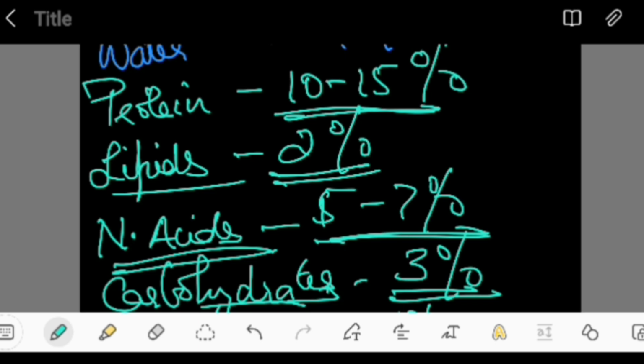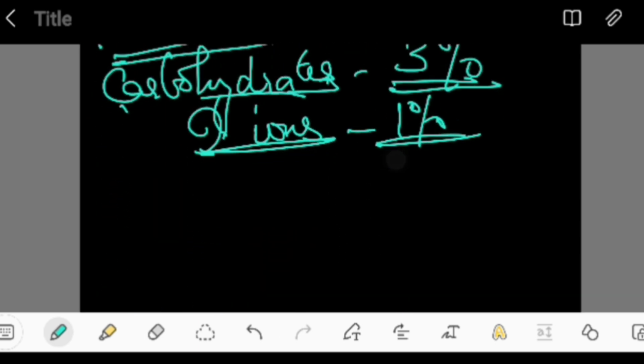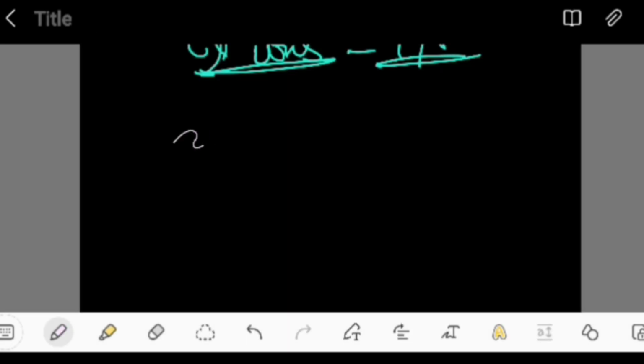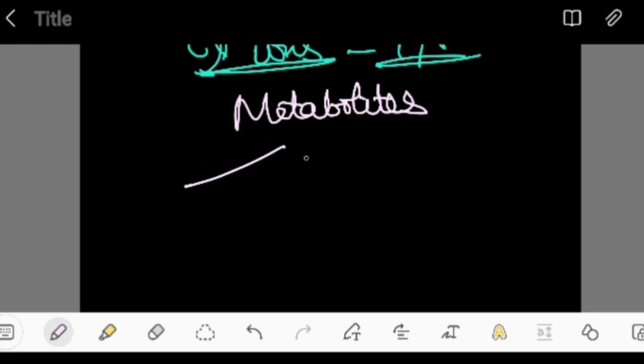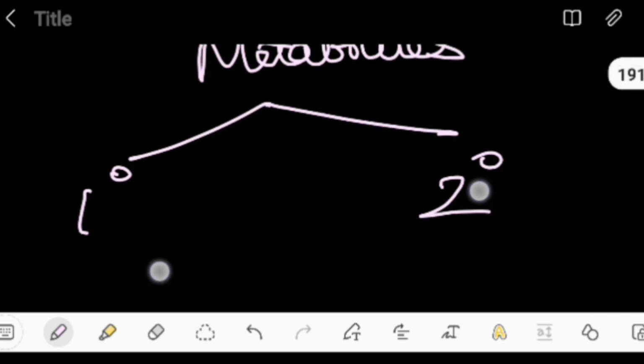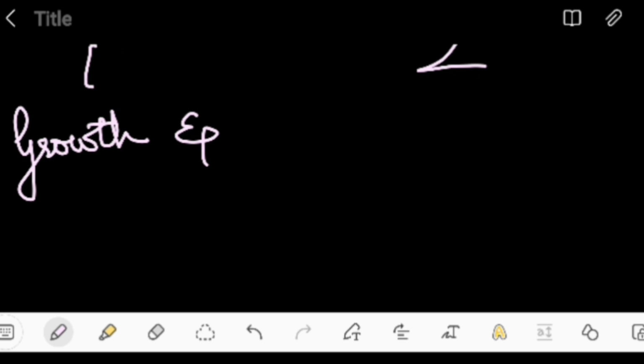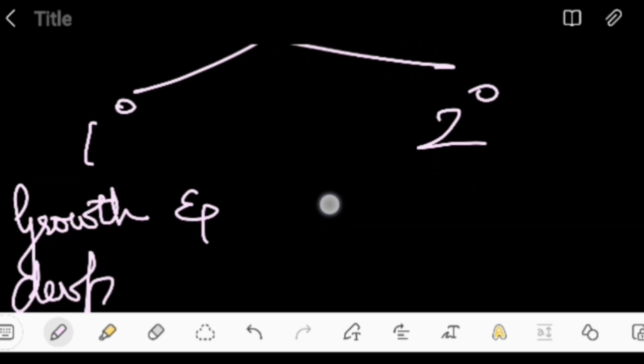Okay, now next is metabolites. Metabolites means the biomolecules which are involved in our growth and development are known as primary metabolites. So metabolites are also of two types: primary metabolites and secondary metabolites. So what is primary metabolites? The metabolites which are important for your growth and development is what you call primary metabolites.